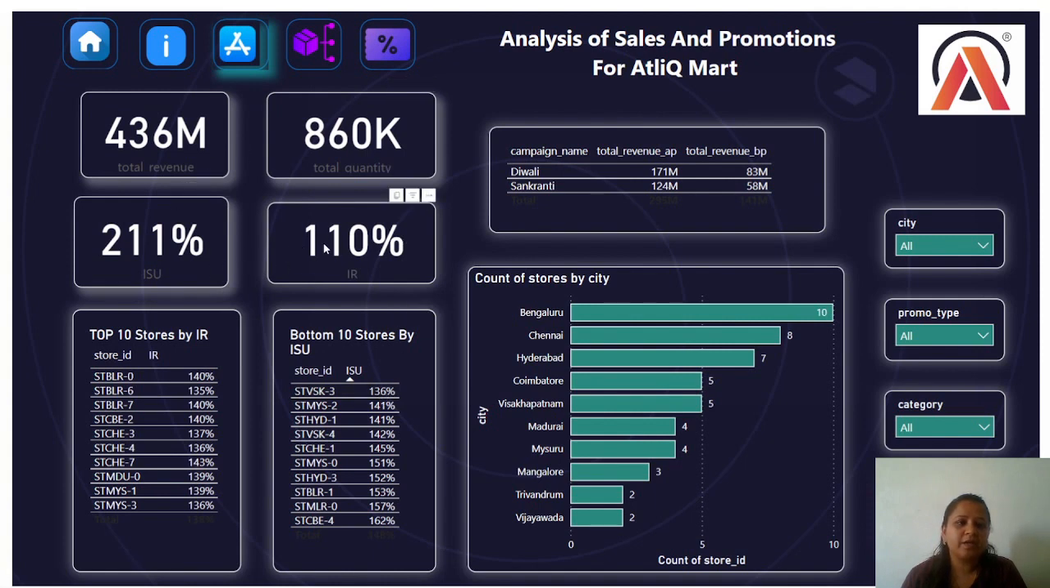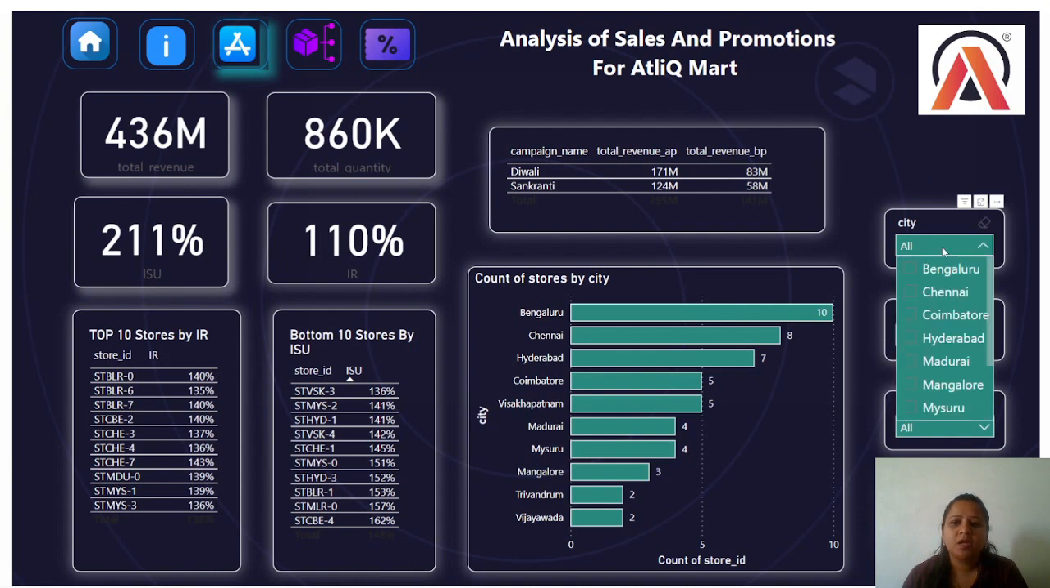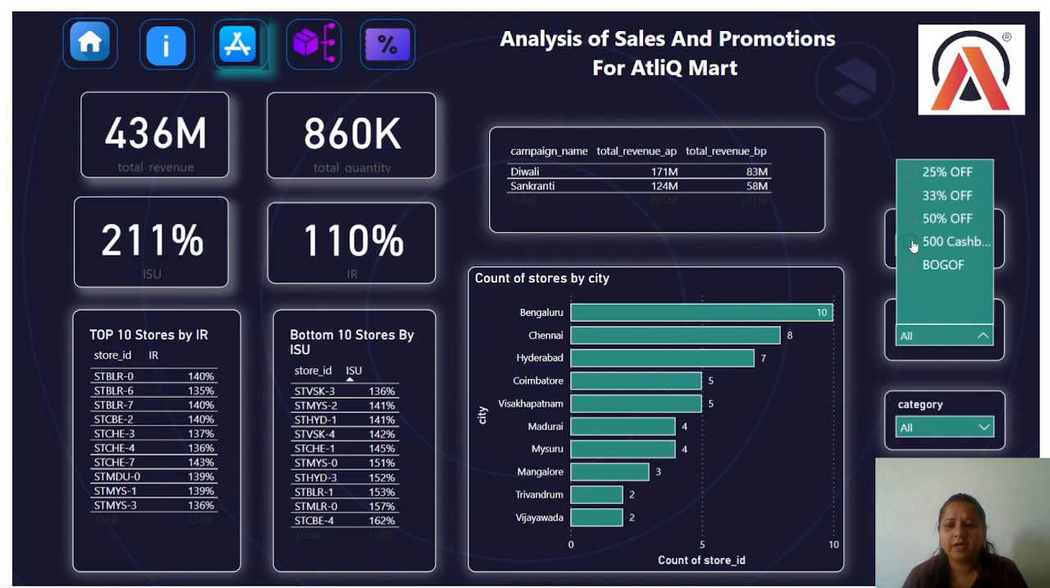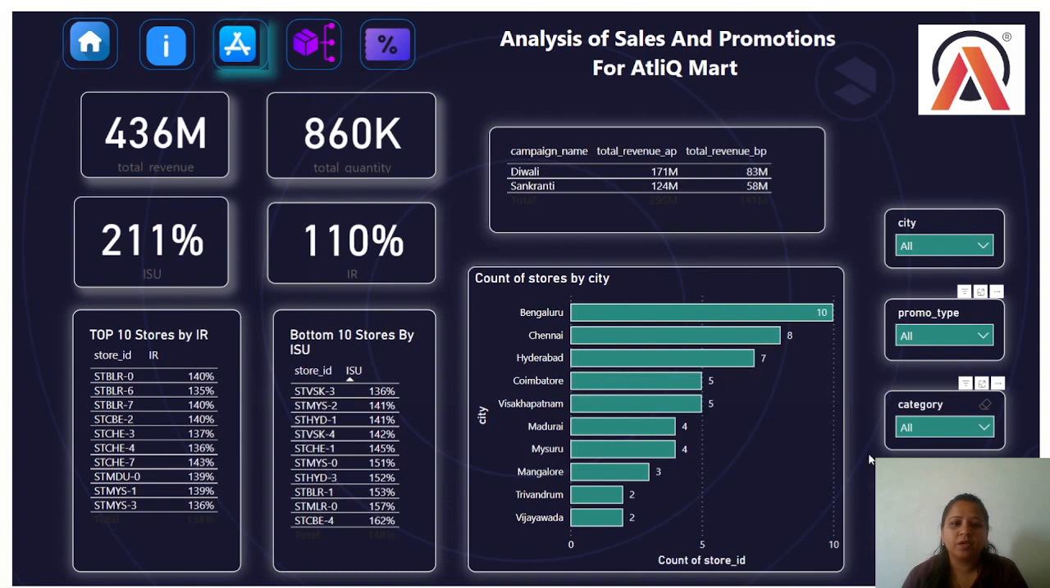Then this gives you the basic data regarding total revenue, total quantities, then IR percentage and ISU percentage. The total revenue after promotion is 171 million and the quantity is 124 million, and before the promotion it is 83 million and 58 million respectively. So these are the different kinds of slices we are using. Depending upon the slices, you will get an idea regarding different promotions and different categories. So this page gives you the basic idea for stores, different stores in different cities.